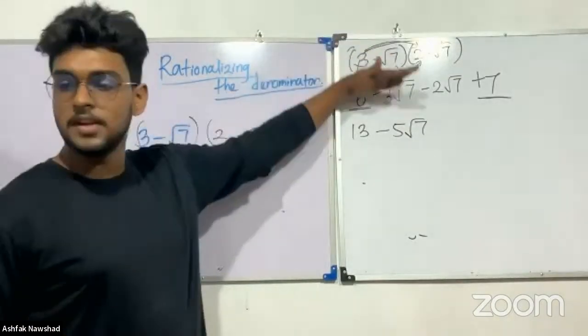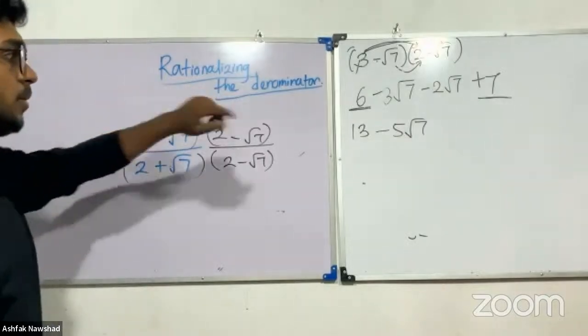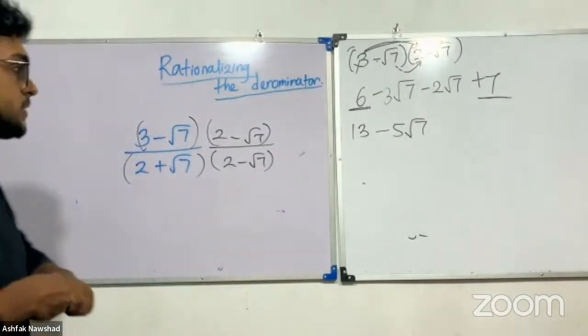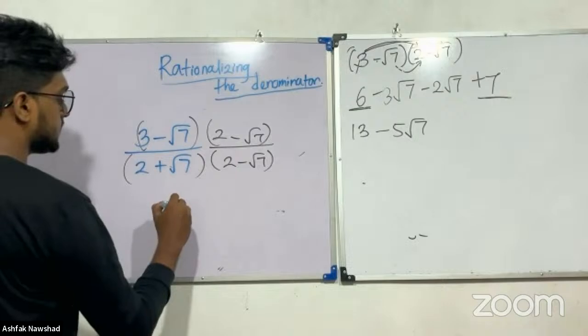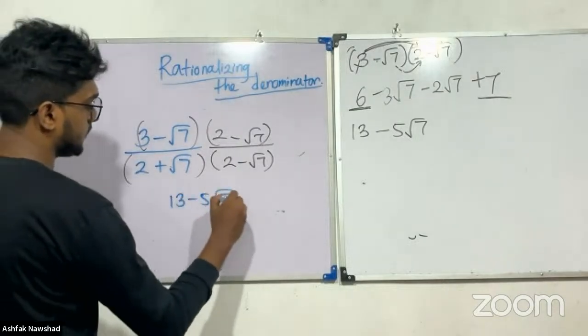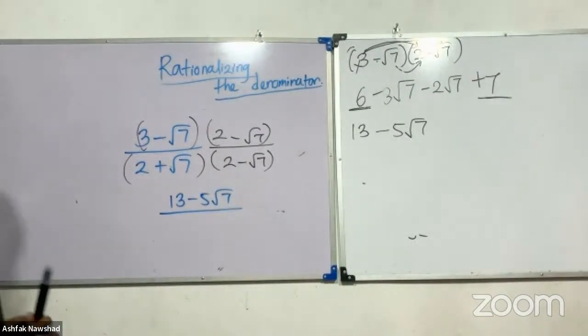Is the simplification of the numerator clear? The numerator is simplified now. 13 minus 5 root 7. The numerator is 13 minus 5 root 7.